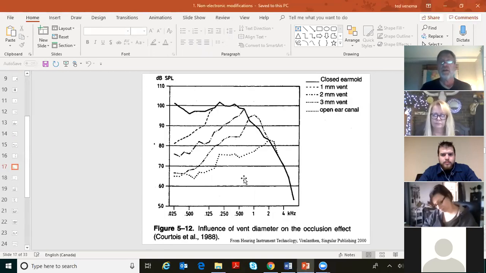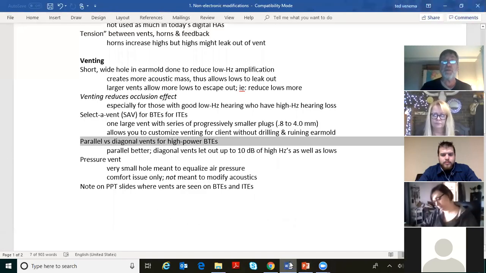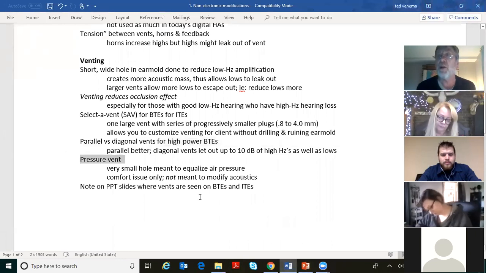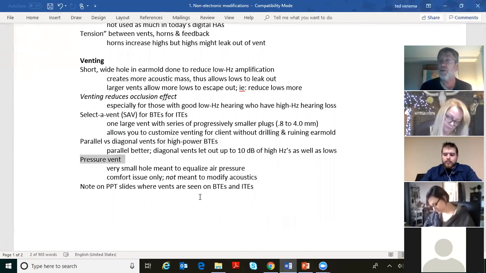Now when you look at, in your notes, you'll see something called pressure vent. And a pressure vent is a 1mm vent. Okay, a pressure vent is only a comfort issue. It's not really going to modify the acoustics very much. It's the smallest vent you can use.